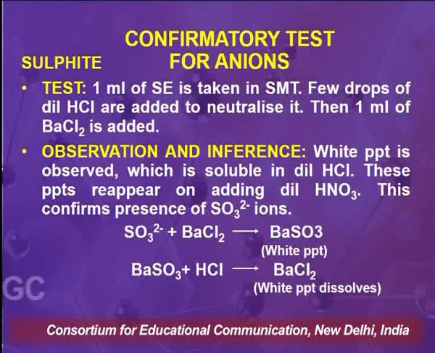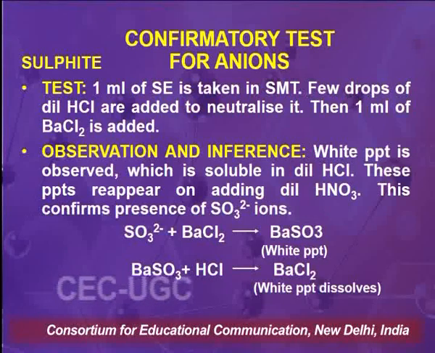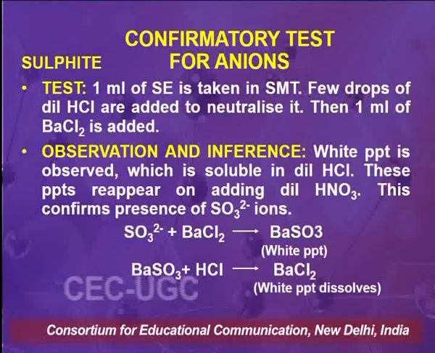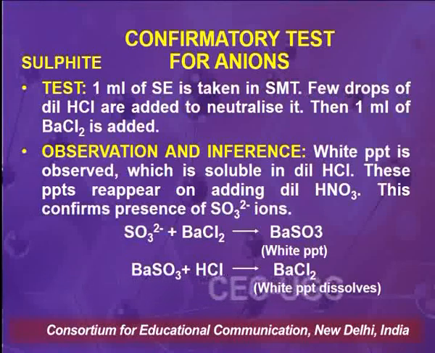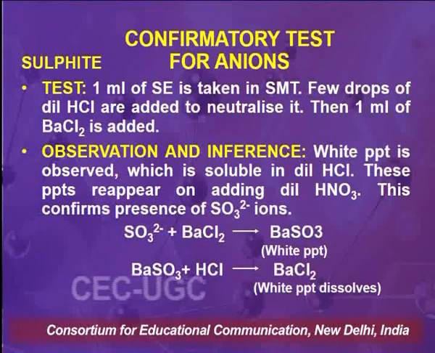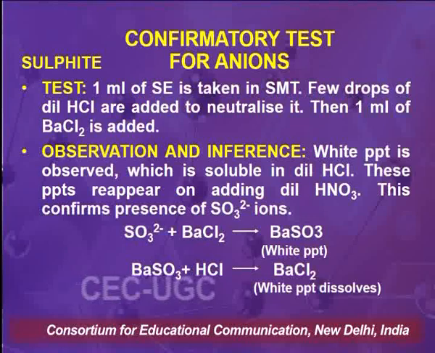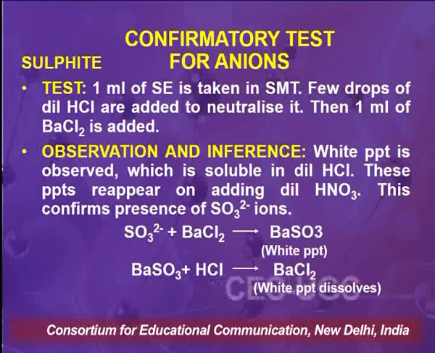The next ions which need to be discussed are sulfite ions, SO3 2-. The test which is performed is where 1 ml of soda extract is taken in a semi-micro test tube. A few drops of dilute HCl are added to neutralize it, since this soda extract is alkaline in nature and certain tests need to be performed in neutral solutions. So very dilute acid is added to neutralize it, and then 1 ml of barium chloride solution is added.